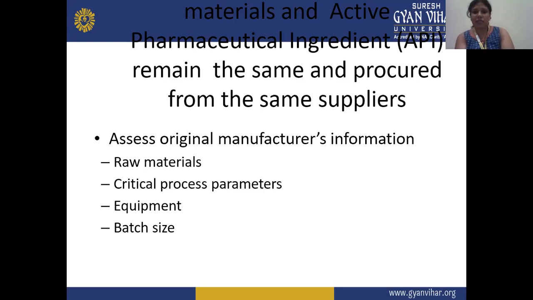Now, access the original manufacturer's information: the raw material, critical process parameters, equipment, and batch size. So this is basically if we are developing a product from the technology transfer. What we need to understand is that we have to use all the information related to that technology which is given by the manufacturer.